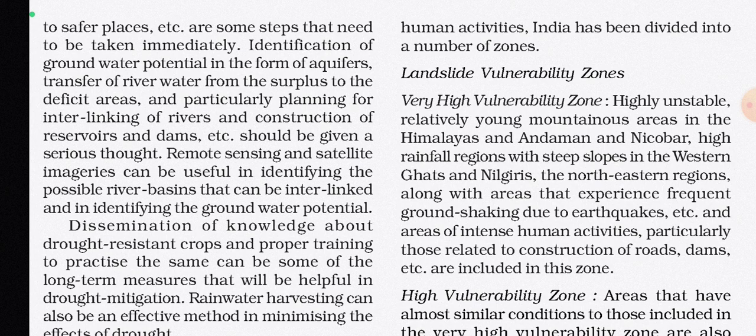Remote sensing and satellite imageries can be useful in identifying the possible river basins that can be interlinked and in identifying the groundwater potential. Dissemination of knowledge about drought resistant crops and proper training to practice the same can be some of the long term measures that will be helpful in drought mitigation. Rainwater harvesting can also be an effective method in minimizing the effects of drought.